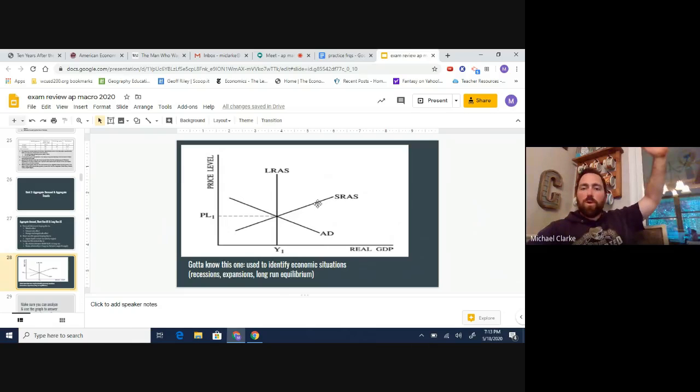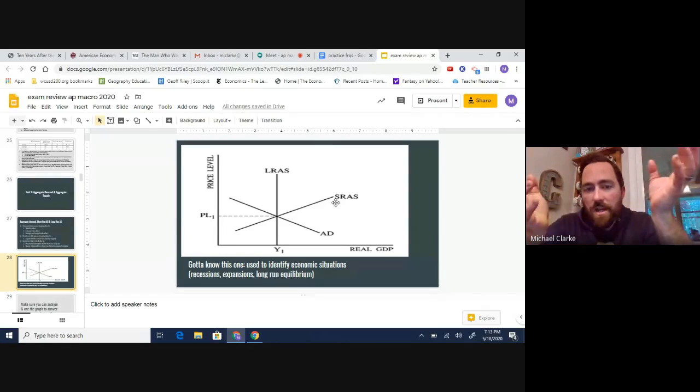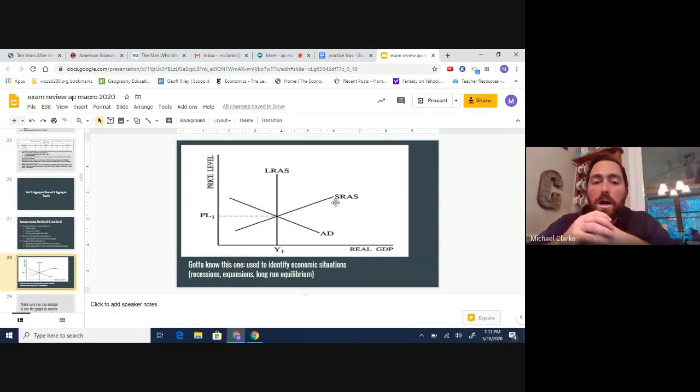As you raise your price, if your costs stay the same, but now you're making more money, now you have more incentive to supply because you're getting more in revenue, which you can use to produce, which is why this short run aggregate supply curve is upward sloping. The reason why the long run aggregate supply curve is vertical is because in the long run, there's no relationship between prices and GDP. And this goes into economic corrections that we'll talk about in a little bit.